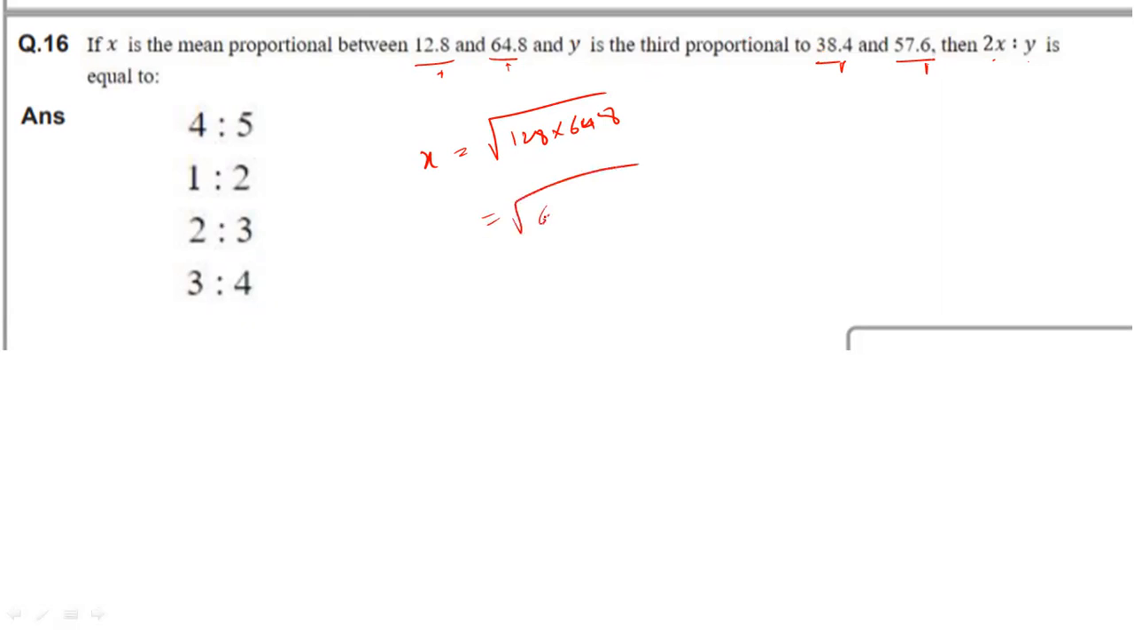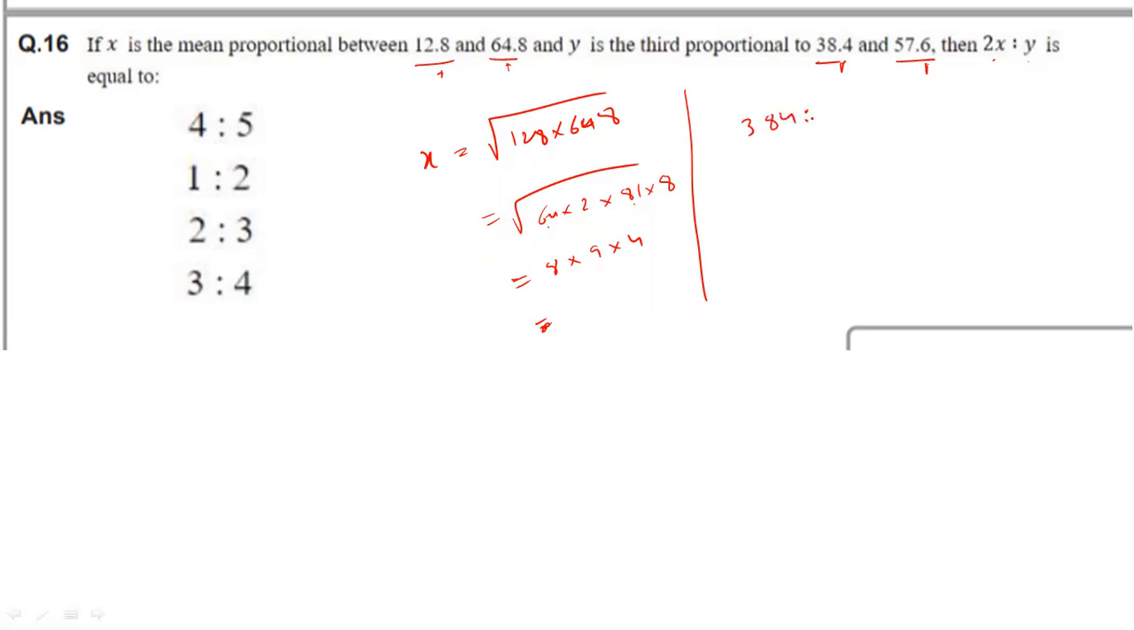128 can be written as 64 into 2. And this is 81 into 8. So we'll get 64 means 8, 81 means 9, and 4. So this is the value of X. 64 square root is 8, 81 square root is 9, 2 eights is 16, square root is 4. This is the X value. Y value is a third proportional.